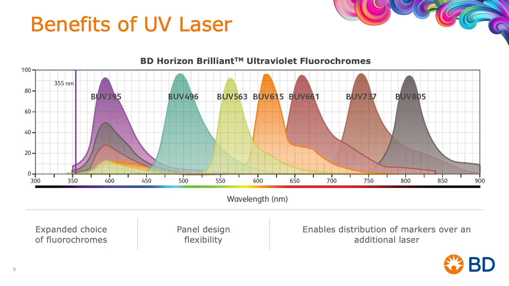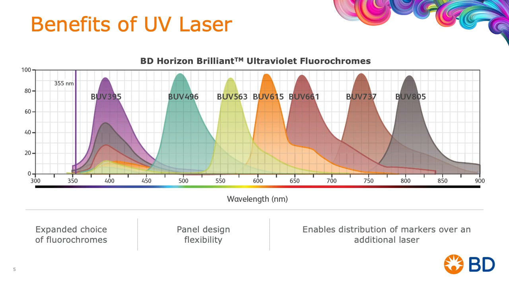So I would like to talk to you at the beginning about the benefits of using a 5-laser instrument configuration. With a 5-laser instrument configuration, the most obvious benefit of using these high complexity instruments is, of course, the ability to design high parameter panels between 18 to 29 plus colors that we can design and execute on this instrument.